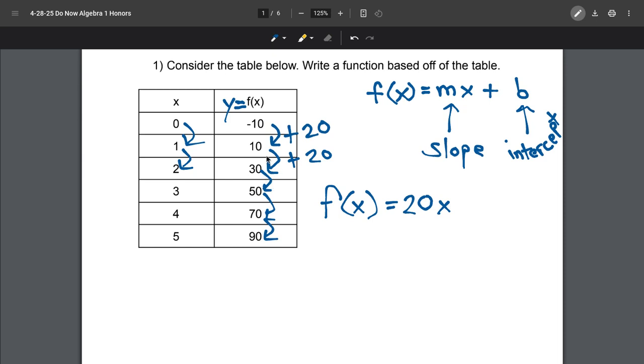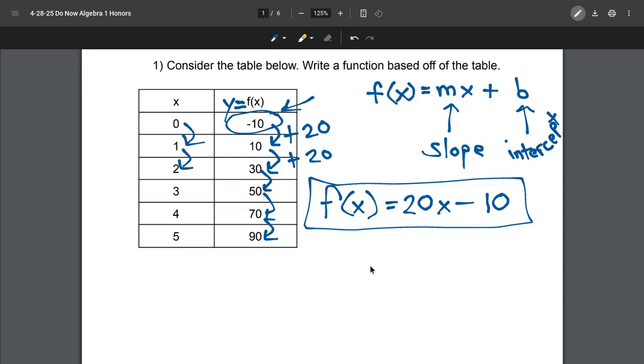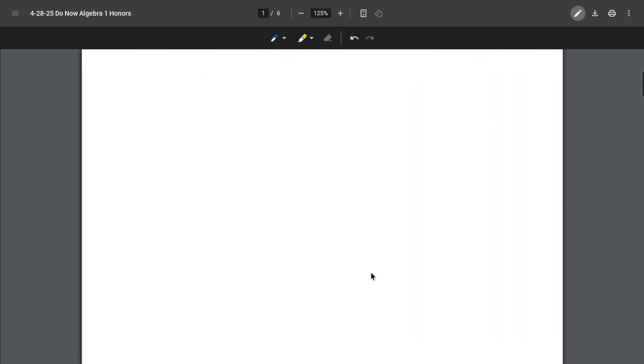And then we've got to look at our intercept, and that's where x equals 0. In this case, our intercept is negative 10. So we could do plus negative 10 or just minus 10, and I think minus 10 is cleaner. So that's our first function, f of x equals 20x minus 10. Okay, let's look at the second problem.